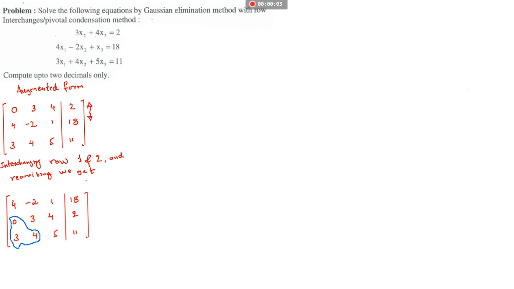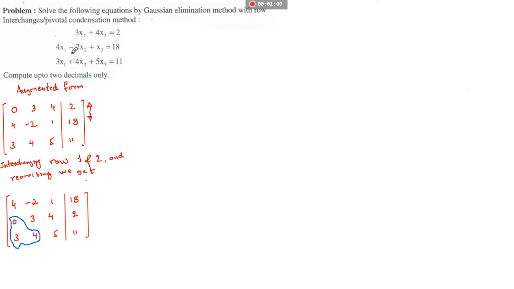In this video, I am going to solve these three equations using the Gaussian elimination method with row interchanges. First of all, you need to write the equations in the augmented form. 0, 3, 4, x1 is 0 here because x1 is not given, 2 and like this, okay?